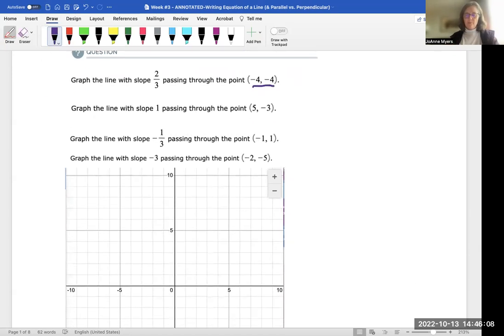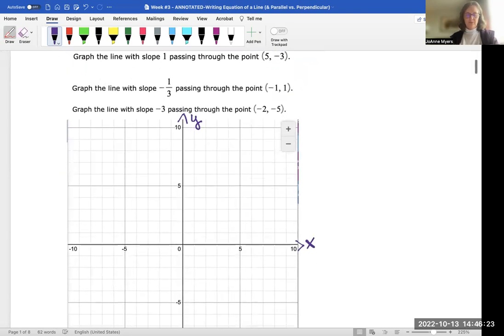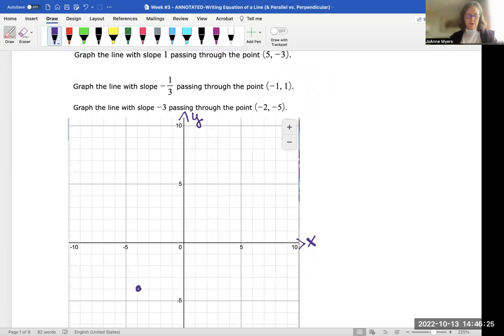First thing you do is find the point. Ordered pairs are always written in the X, Y order, where the horizontal number line is X, the vertical number line is Y, and so -4 would go to the left 4 and down 4. So there's the point -4, -4.